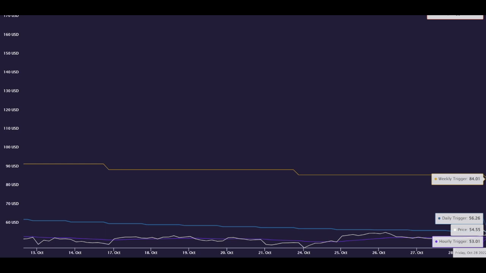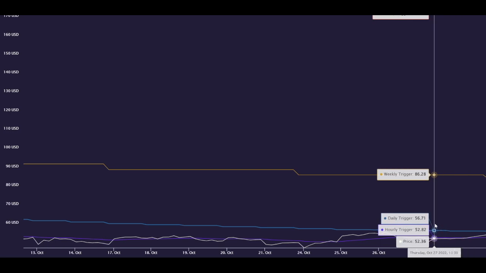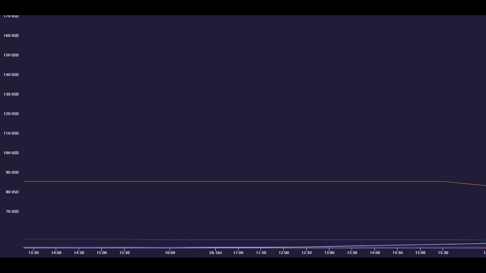If price moves up to 60, maybe I'll add another 25%. If price comes back down to the hourly trigger, then I'll add another 25% with my stop loss the entire time below the hourly trigger. Then let's say the hourly trigger crosses the daily trigger. I'll throw the rest of my 50% into the play with my stop loss below the daily trigger. So let's play this out in real time, all right?